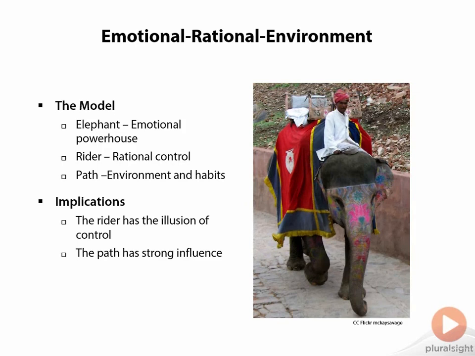So the little rider here is sitting on top of an elephant, and he's the emotional powerhouse. He's the guy that gets stuff done. And the elephant is walking down a path. And that path is really the elephant's habits and the environment. What's the default answer? What's the expected, the culturally expected outcome?